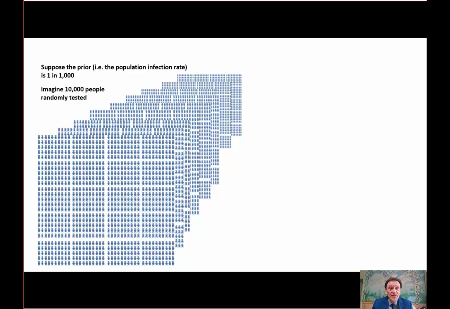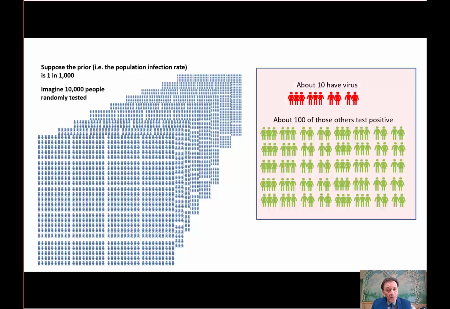I'm going to give a graphical explanation of Bayes' theorem. Suppose that the prior, which is the population infection rate, is 1 in 1,000. Imagine that you've got 10,000 people randomly tested. Then about 10 of those genuinely has the virus. But because of the 1% false positive rate, about 100 of the remaining 9,990 who don't have the virus will test positive.